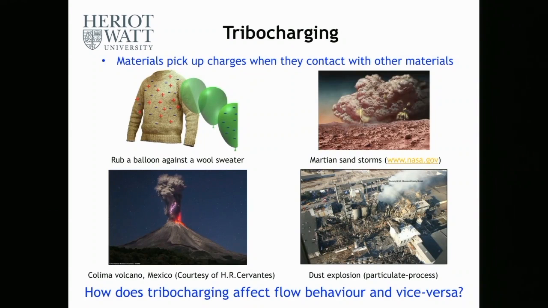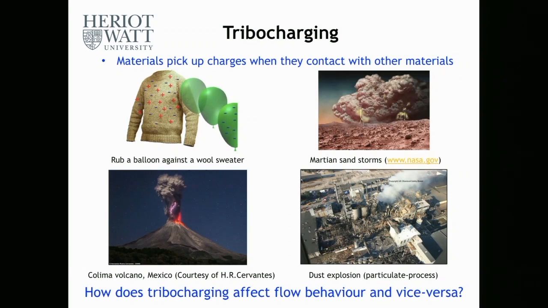Here I'm showing you one photo from Mars. We can see there are sandstorms and there are lightnings. These are because of this turbocharging. These particles, it's a dry environment, they pick up charges very easily. And another example here, it's an eruption in Mexico. And we can see in the plume over the eruption, there are lightnings due to this turbocharging.